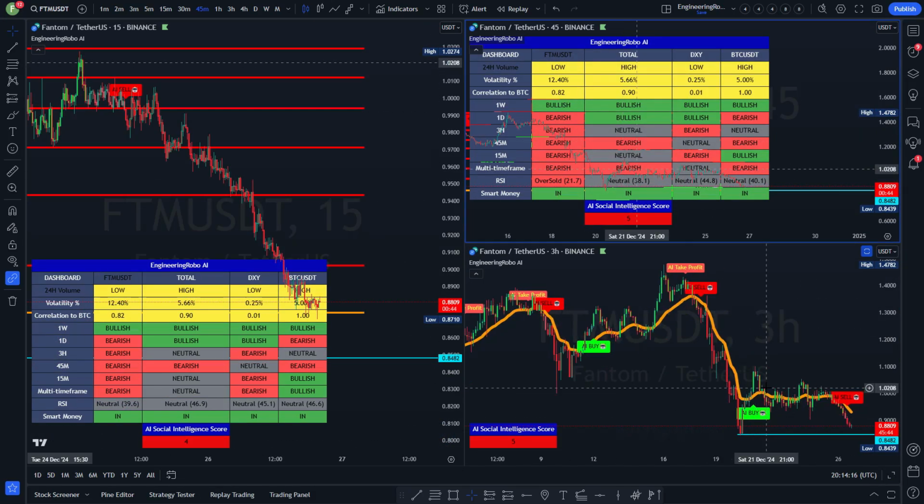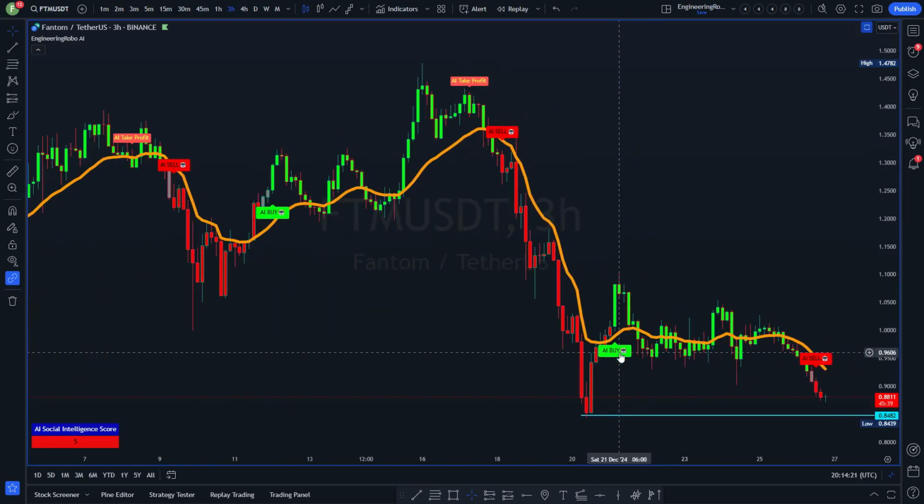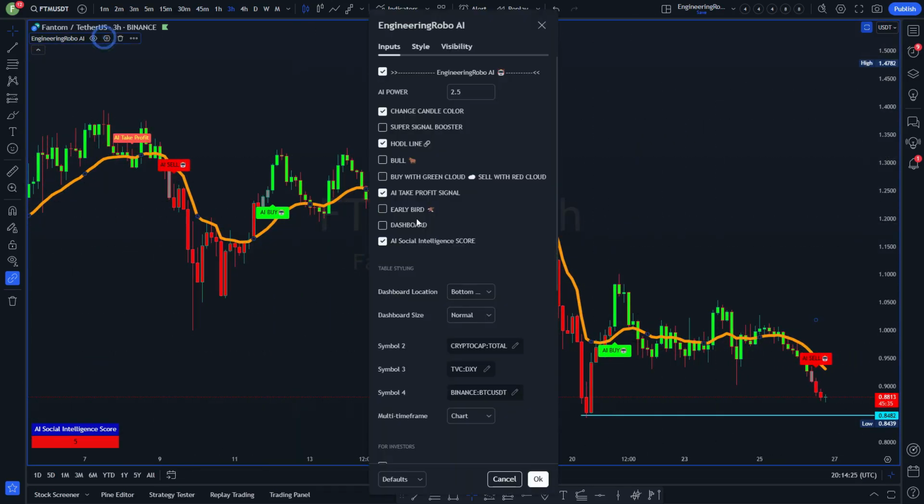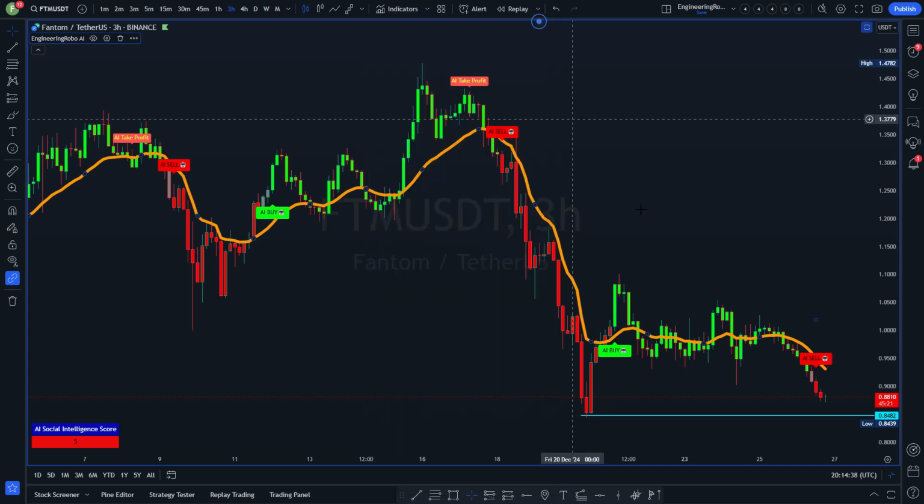Speaking of which, we'll move on to the 3 hour timeline, and I've got the hodl line open at the moment. This is an AI powered McGinley dynamic line. We can see that it is in the settings, hodl line here. We can see that price has fallen below there, and that's where we've had the sell signal.